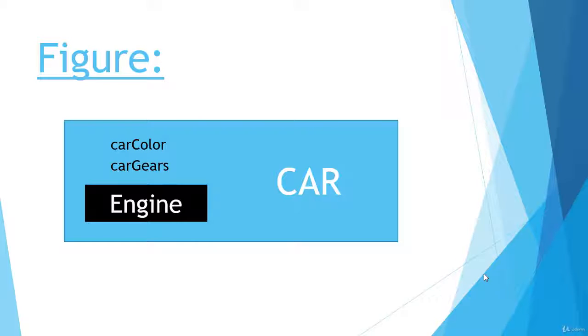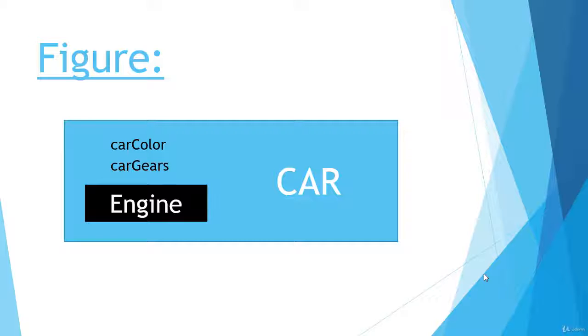Now look at this figure. The blue box, you can say, is a car, and the black box inside the car is the engine. We know that a car must have an engine. Now engine is a separate class, and car color and car gears are the instance variables of the class car. An engine and a car have a relationship between them. Engine is part of the car. Engine is a different object, and car is also an object. But engine is part of the car, so we can see that they have a has-a relationship between them.